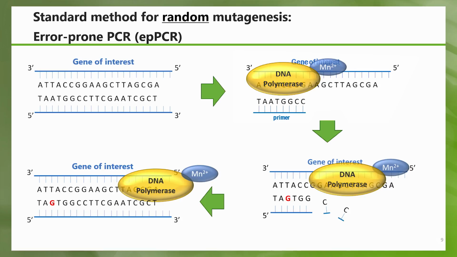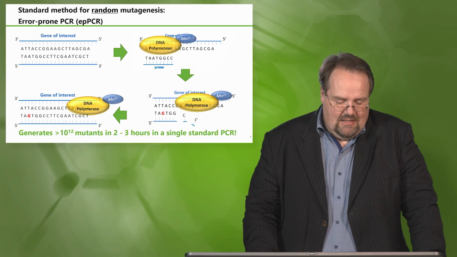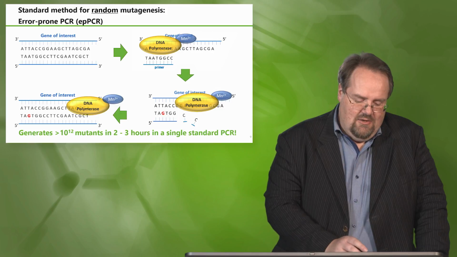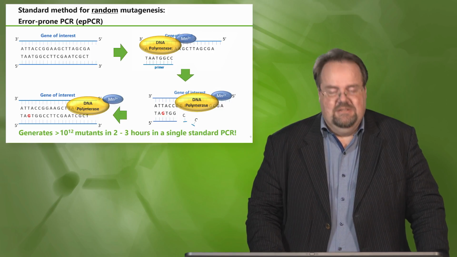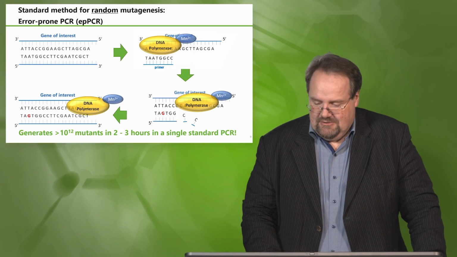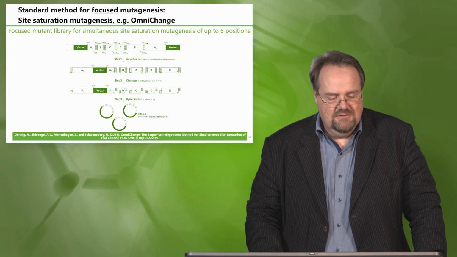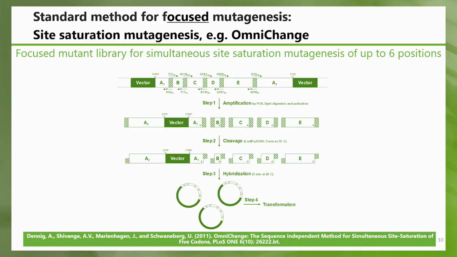in traditional evolutionary experiments. And when you think that such a PCR reaction takes 2 to 3 hours, you can generate, like in a standard PCR amplification, easily a huge amount of mutations and mutant variants on the protein level in a single PCR reaction. This is for random mutagenesis. For focused mutagenesis, there are also many methods available, and one method is the OmniChange method.